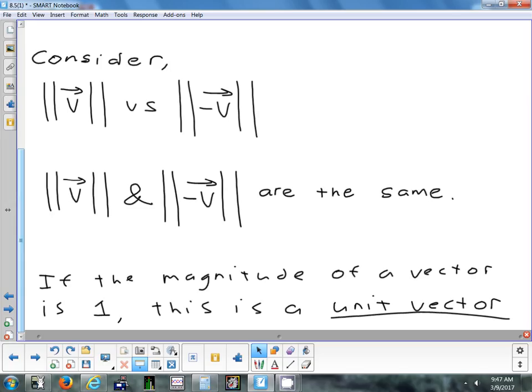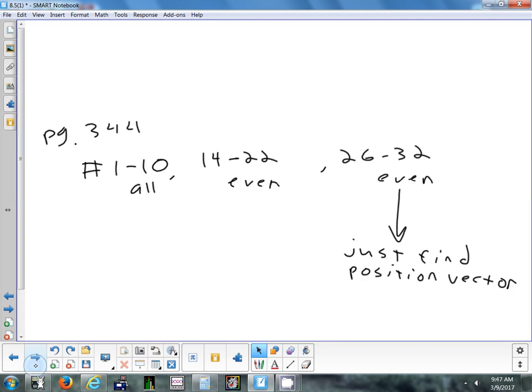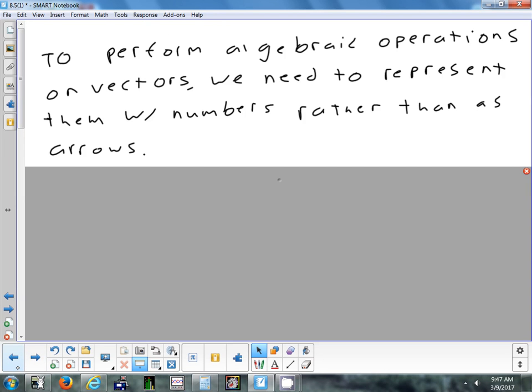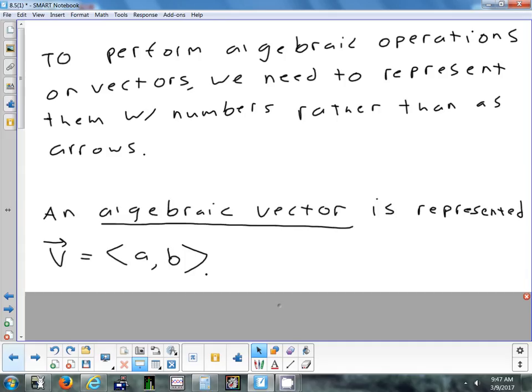Any questions on what a unit vector is? All right. So I think this is the last thing. If we're going to start to do algebraic operations like adding and subtracting vectors, visually is okay, but it's kind of time consuming. So we want a better way to represent a vector besides having to draw arrows every time. Okay. And one way we can do that is called an algebraic vector.